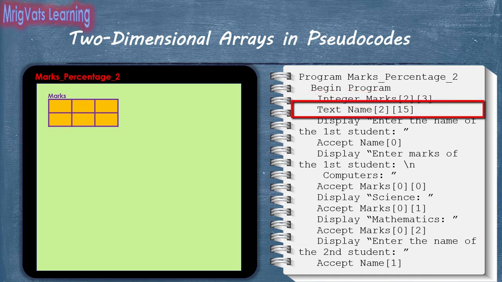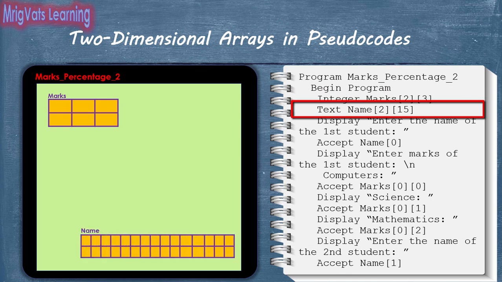With the text statement, the program declares and creates a two-dimensional array name with 2 rows of 15 elements of text type at a random location within the memory allocated for the program. All elements of the array are allocated contiguous memory blocks.